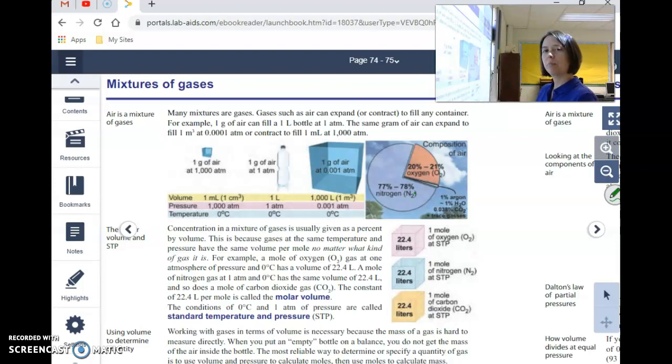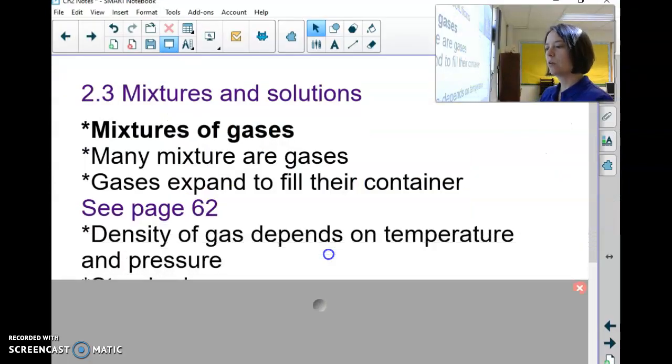They will all take up the same amount of volume if you have 1 mole. It doesn't matter which gas it is, it will take up the same volume, 22.4 liters. As we were talking about, the density of the gas depends on the temperature and the pressure. Please write that down. In the small box, the pressure was really high, so that was a very dense gas. And in the big box, the pressure was very low, and so the density was very low.